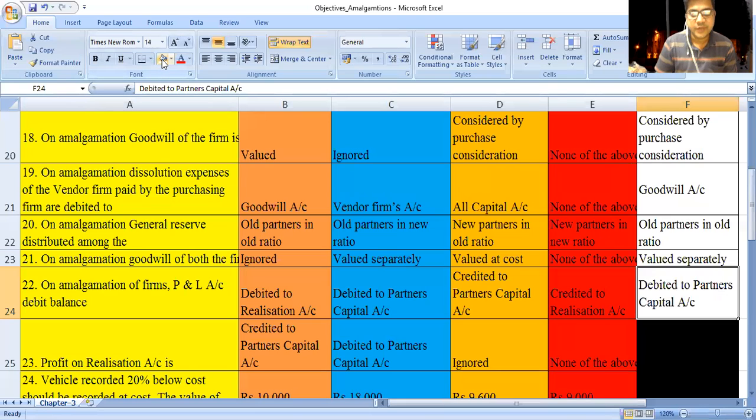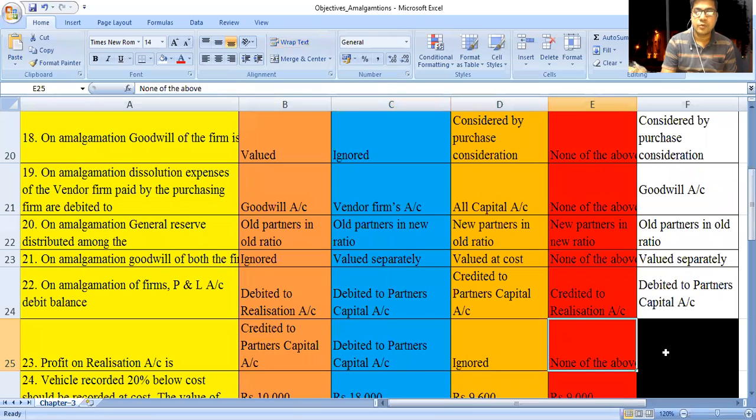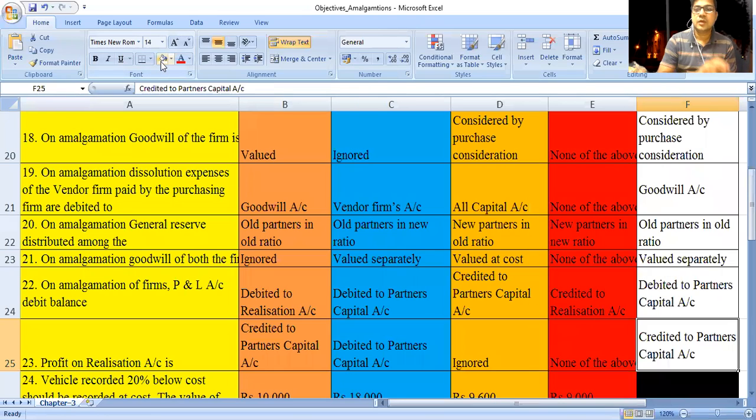Here, debited to the partner's capital account. Then next, profit on realization, credited to the partner's capital account, debited to the partner's capital account. Ignore none of the above. Answer is credited to the partner's capital account.